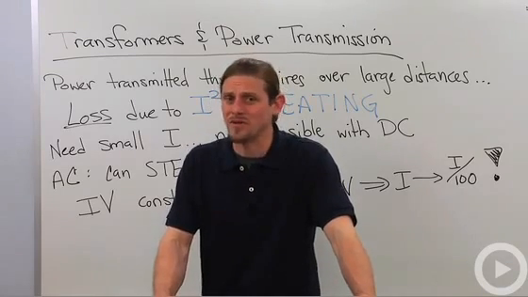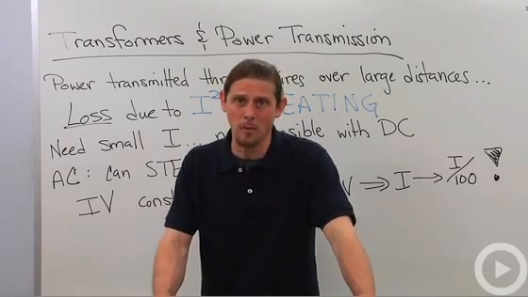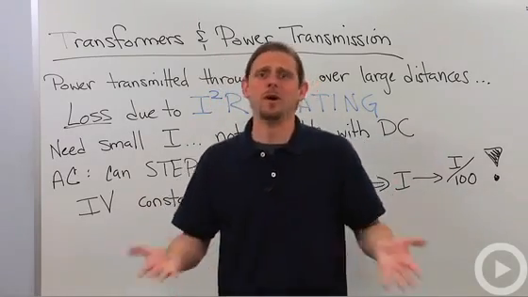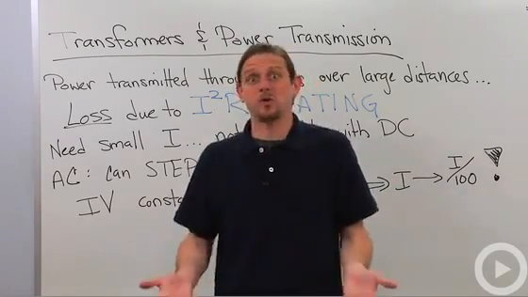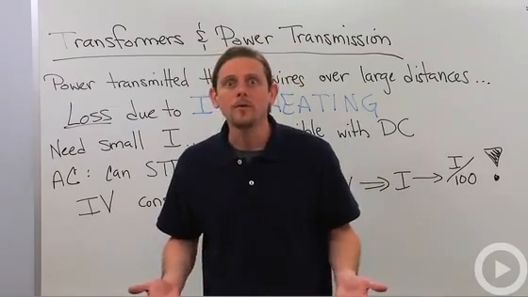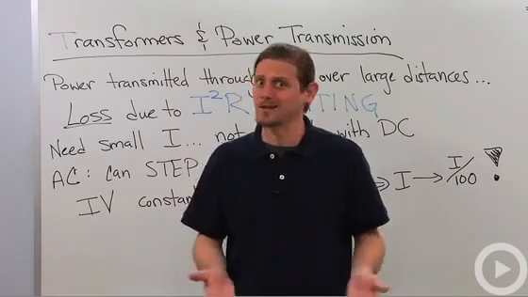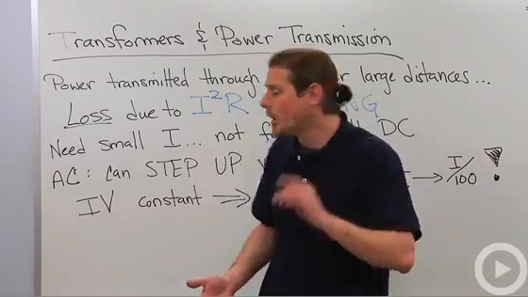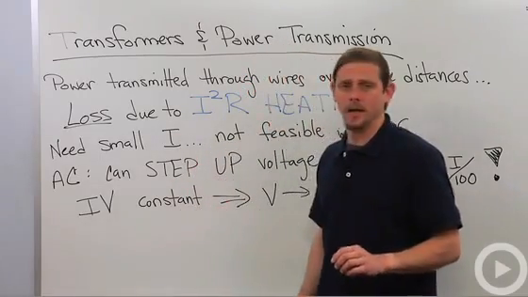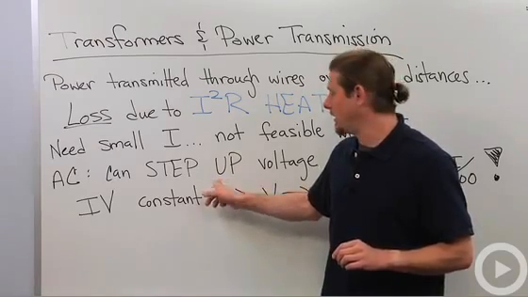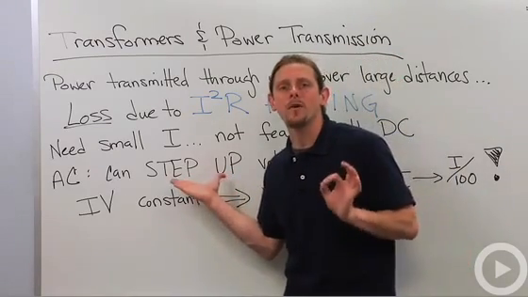But if we try to do that with DC, we've got a major problem, because low current means we don't have very many electrons doing anything. And with DC power, that's what you need. You need electrons doing stuff. So if we've got a small current, there's no reason to transmit the power anyway because there's not very much power. Alternatively, what we can do using alternating current is step up the voltage.